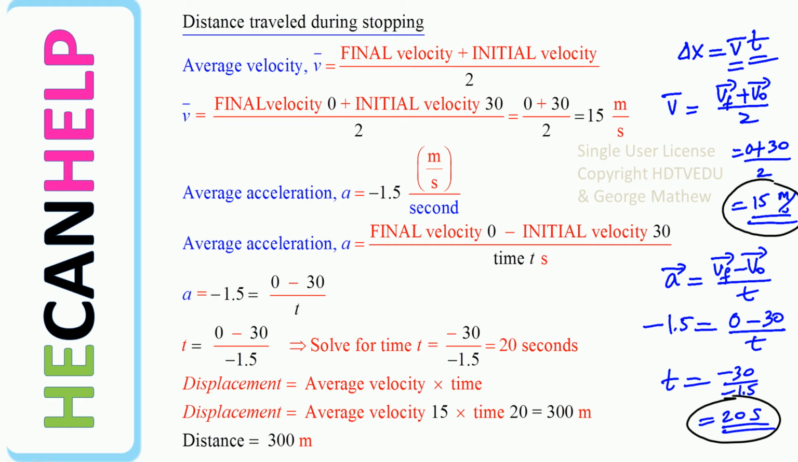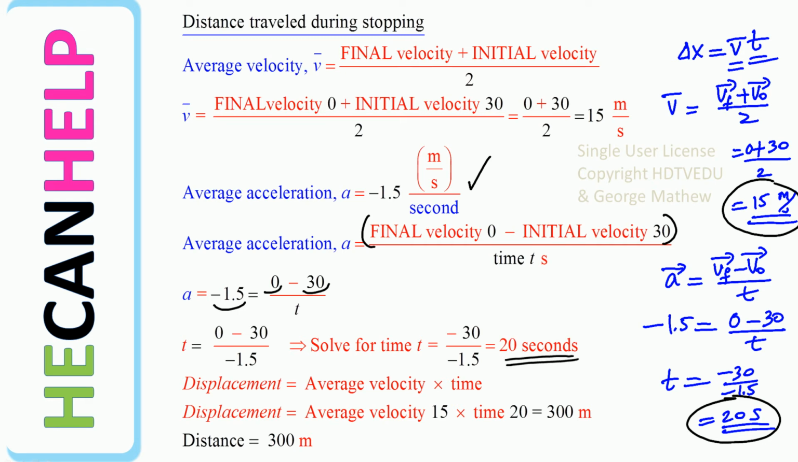So that's what I did here. Average acceleration is negative 1.5 meters per second squared. Average acceleration by definition is final velocity minus initial velocity divided by time. So you get negative 1.5 is equal to final velocity 0 minus initial velocity 30, divided by time, from which we can solve for time, and we get 20 seconds.